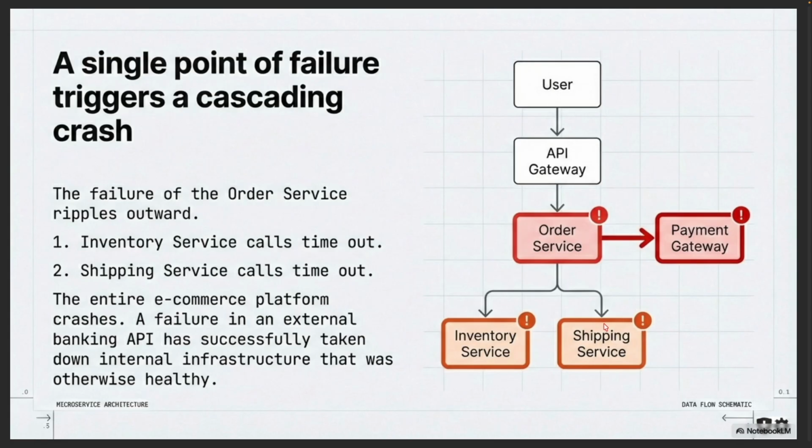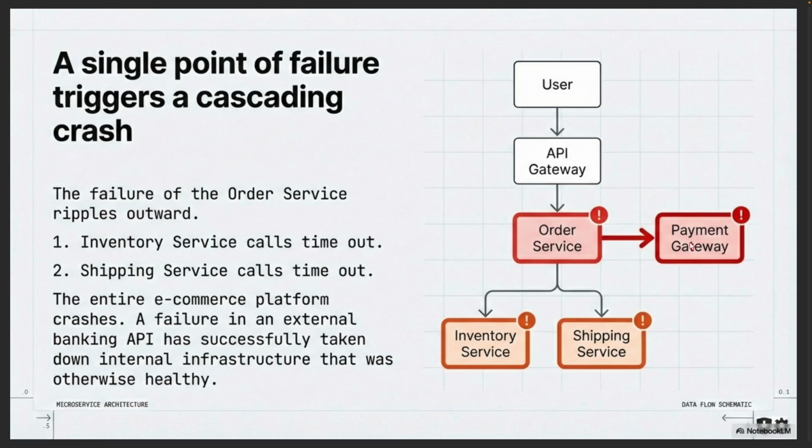Similarly, if the shipping service tries to communicate with the order service, then over time its resources get exhausted and it goes down. So like this, all the other services in the system start to go down when we have one service that gets infected because of an external service, that is the payment gateway.